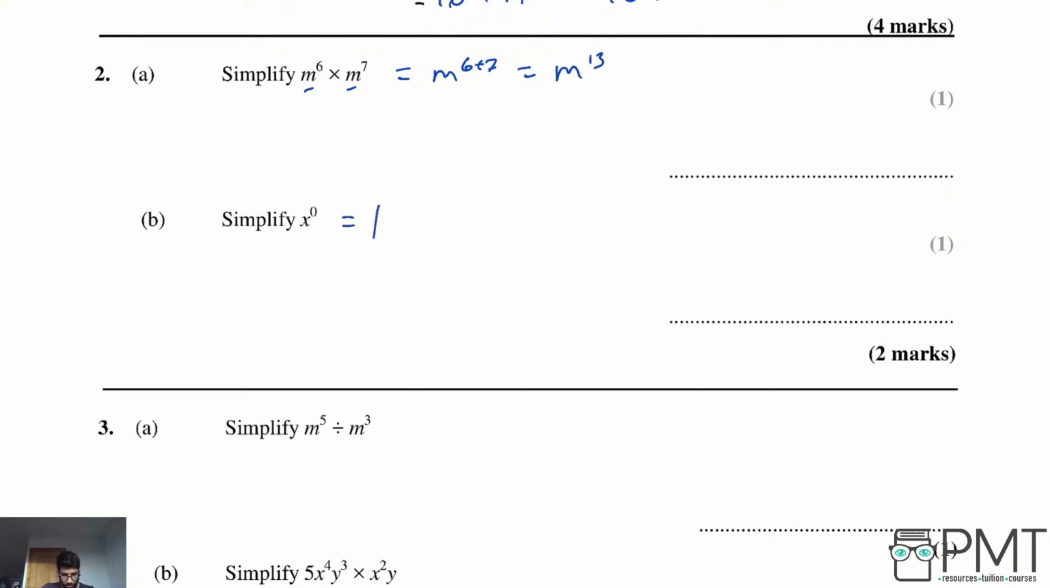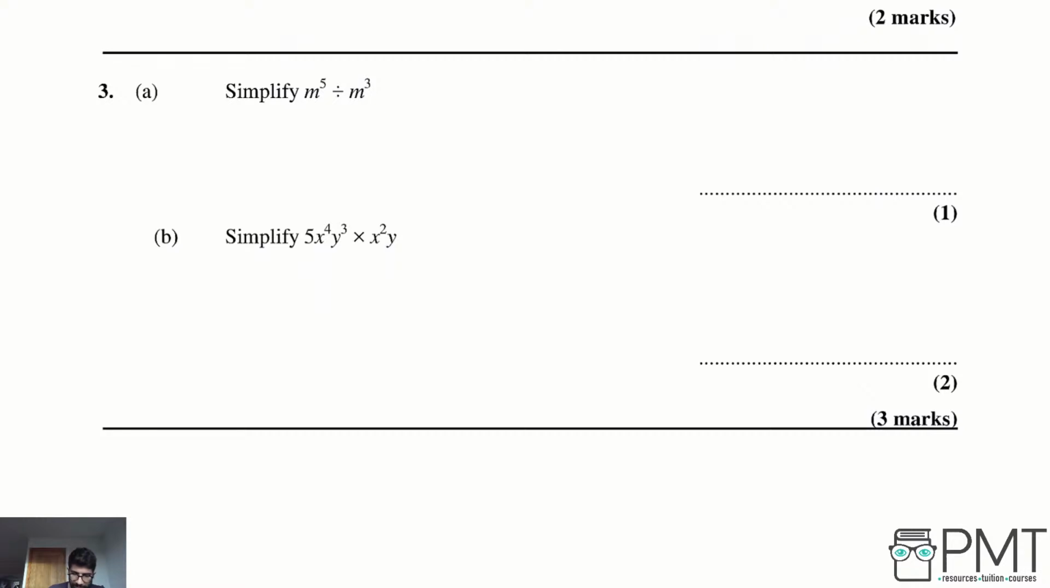Right, moving on. Question 3. We have got m to the 5 divided by m to the 3. Remember, division is taking away the powers. So this is going to be 5 minus 3, so m squared.